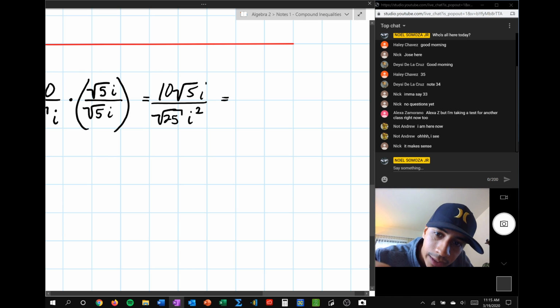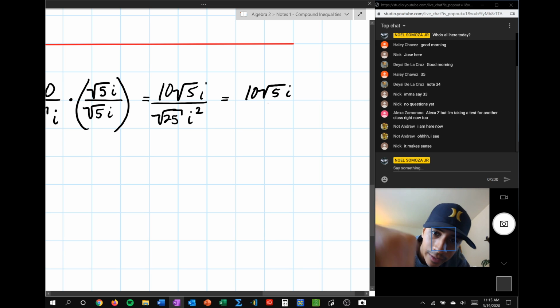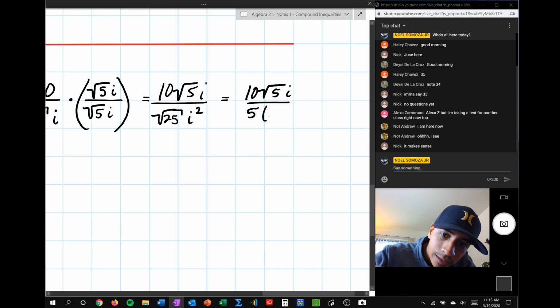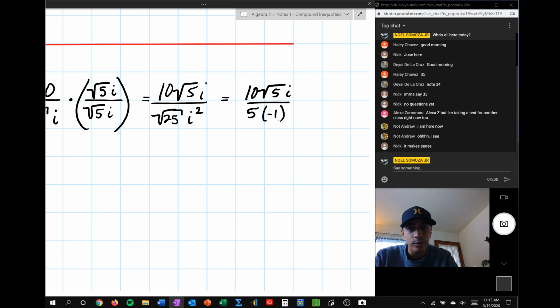So now here's what we end up with. I get 10 times the square root of 5i. Nothing in the numerator can be cleaned up, so we leave it like that. But in the denominator, now we know square root of 25, well, that's just 5, isn't it? And then i squared, isn't that negative 1? So now we can clean up a little bit more. And what's the good news? The good news is that now i is in the numerator. That's where it's supposed to be. That's where we want it, okay?